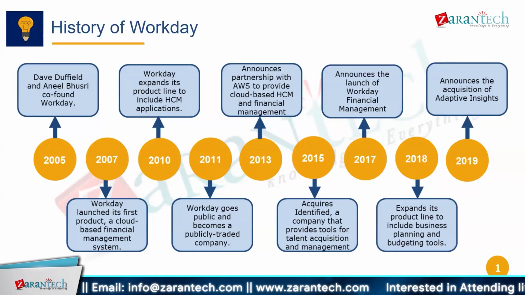In 2011, Workday goes public and becomes a publicly traded company. And in 2019, it announces a partnership with AWS to provide cloud-based HCM and financial management. Since, as we know, Workday is a cloud-based application, it has partnered with AWS to maintain its servers and database capabilities and any kind of AWS services that are provided. We have them in Workday, be it sending a file to a third-party vendor and things like that. So we do have those configurations available within Workday that are easy to plug in and play and just configure.